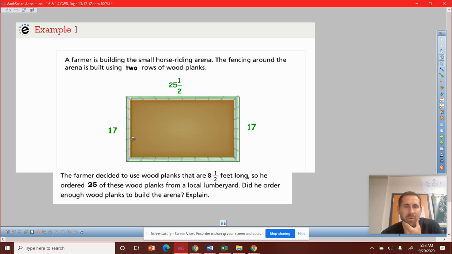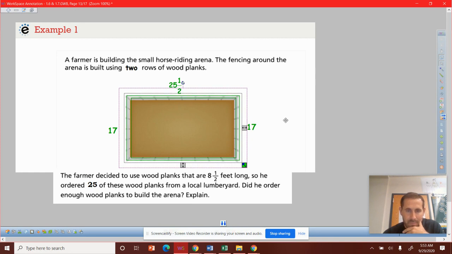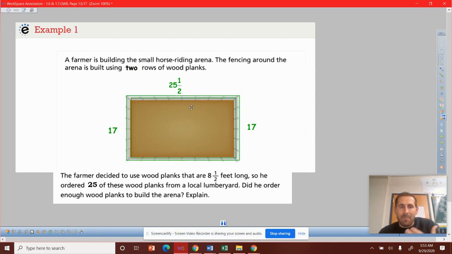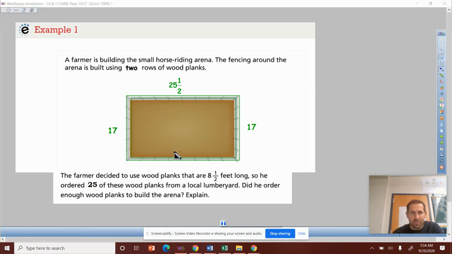All right, here's our fencing problem. And remember, we've got a lower row that we're doing the perimeter of, and then we've got an upper railing of the fence. So the question is, how much wood do you need? So what we need to find out is really, what is the whole perimeter? So going around this fence, what would be the whole perimeter?